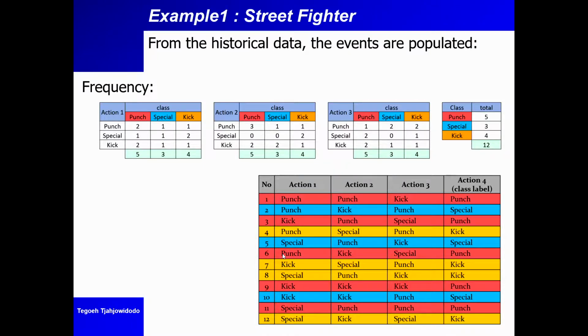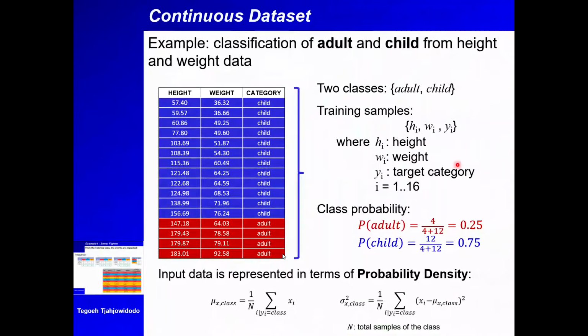So we do the same thing. Out of these 16 samples, if you look at the category here, the class here, we have 4 adults. So 4 out of 16 is 25%, and we have 12/16, 75% probability of having a child in our samples.